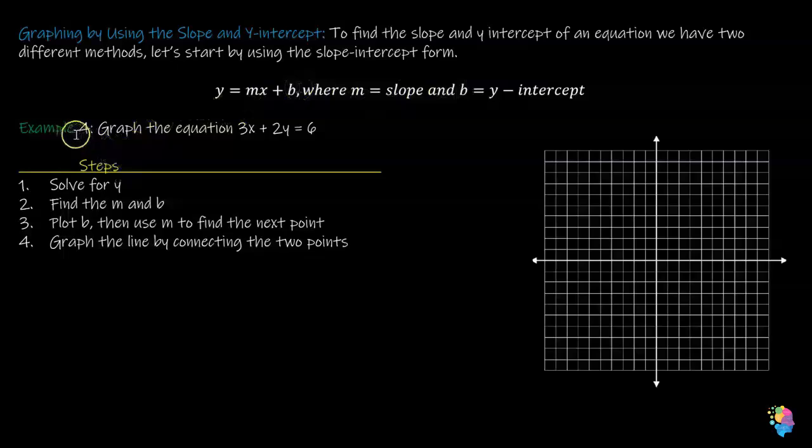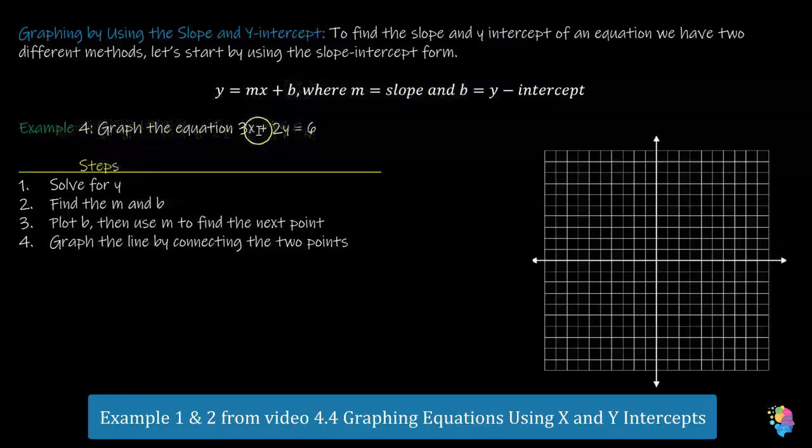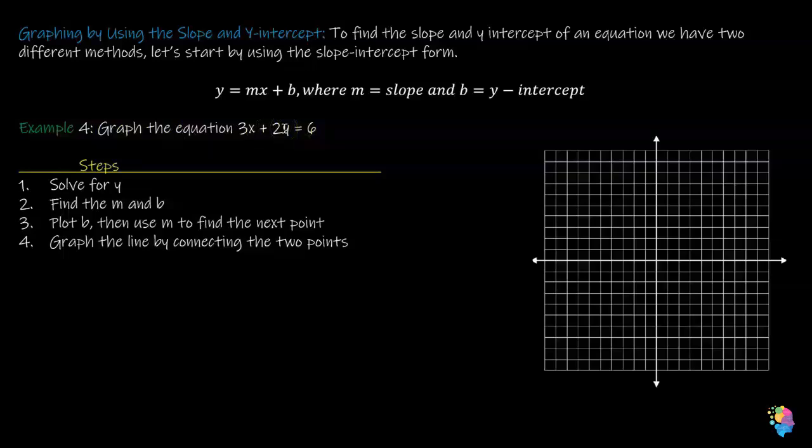Alright, so then to do example 4, we're going to use the same equation as example 1 and 2 just to show that with this method we obtain the same graph all over again. So then I have 3x plus 2y equals 6. The first thing we have to do is solve for y so that we can place it in the form y equals mx plus b. So let me bring my equation and start the work.